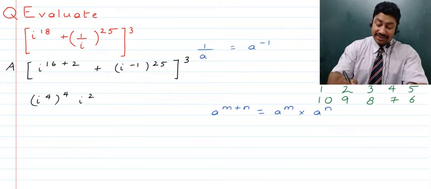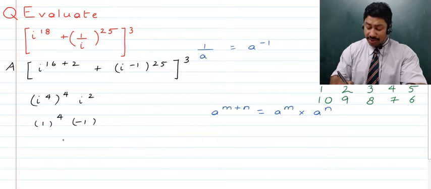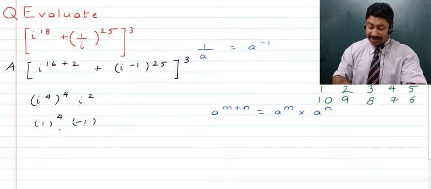And thus this has been written here as i raised to the power 4 is 1 children. So here we have 1, which is raised to the power 4, and with that is multiplied i square, whose value is minus 1. So 1 raised to any power will always be 1, thus their product becomes equal to minus 1, right, which is the value of i raised to the power 18.